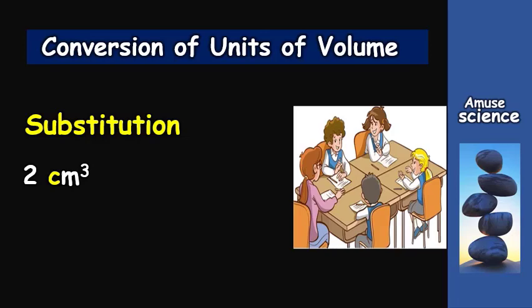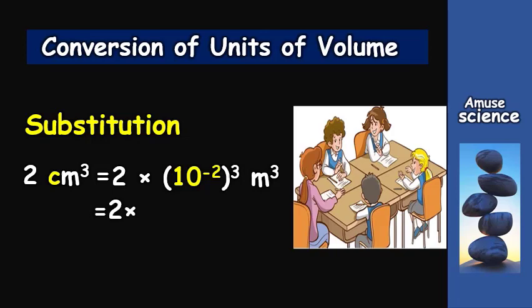We already know that the value of the centi is 10 exponent minus 2, and so I will just substitute it there. And because we are talking about volume, we have to cube the prefix. So we are going to get 2 times 10 exponent minus 2 all exponent 3, and this will convert my volume to meter cube. Now applying indices here, we are going to get 2 times 10 exponent minus 6 cubic meter. Now what about introduction?